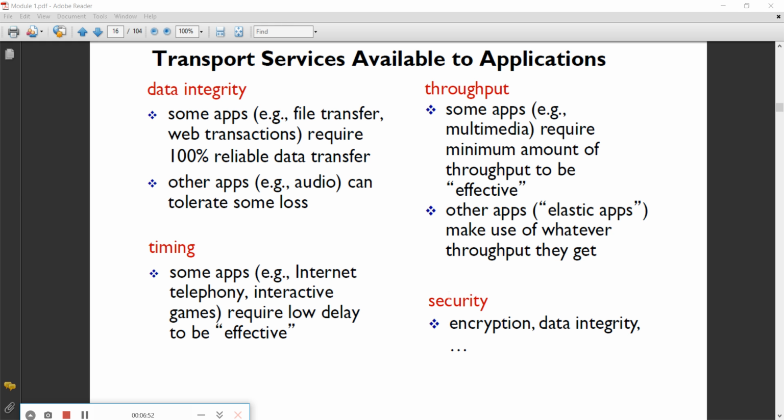A transport protocol can also provide other security services in addition to confidentiality, including data integrity and endpoint authentication.